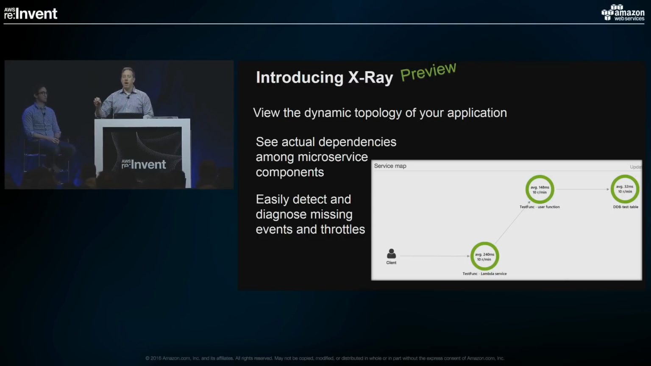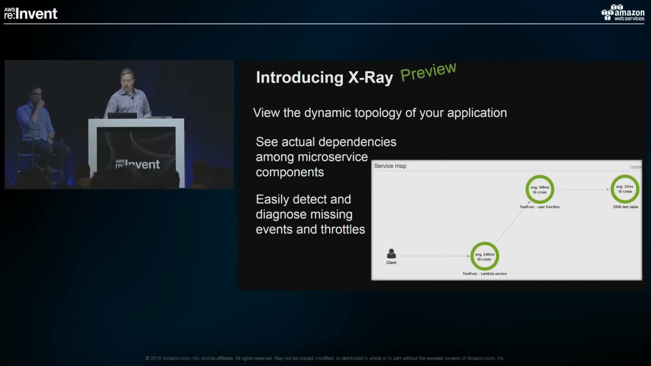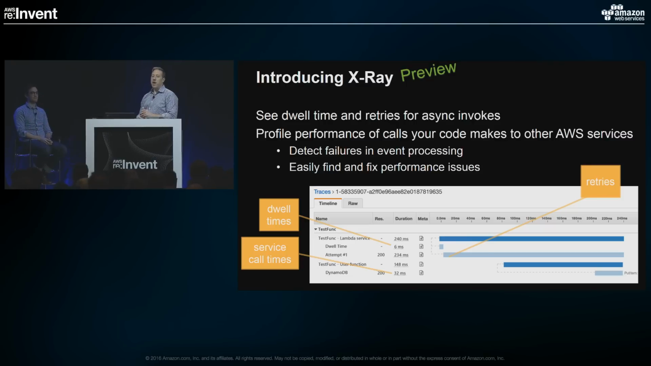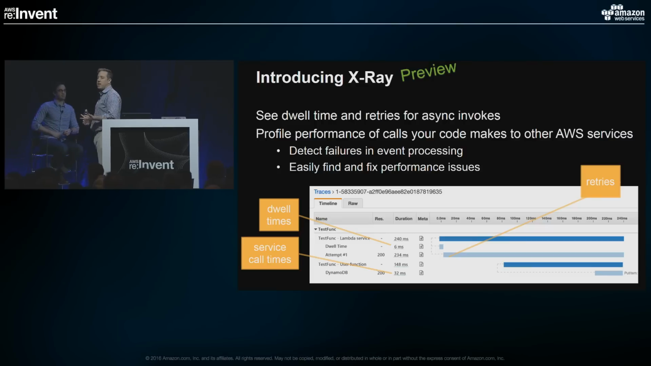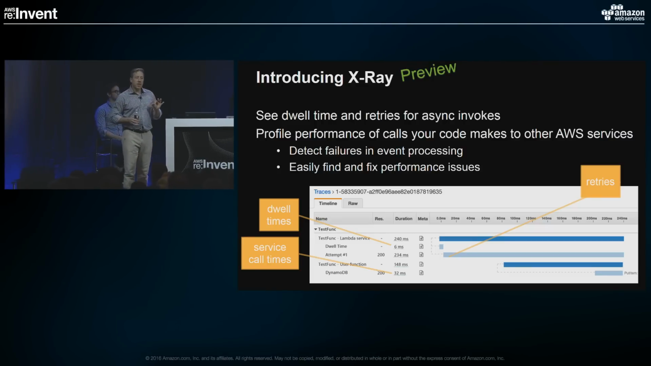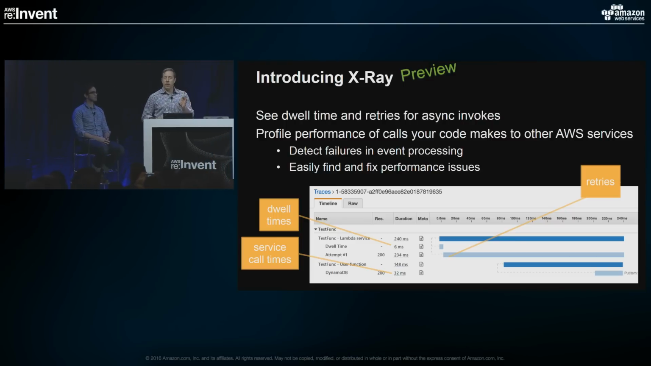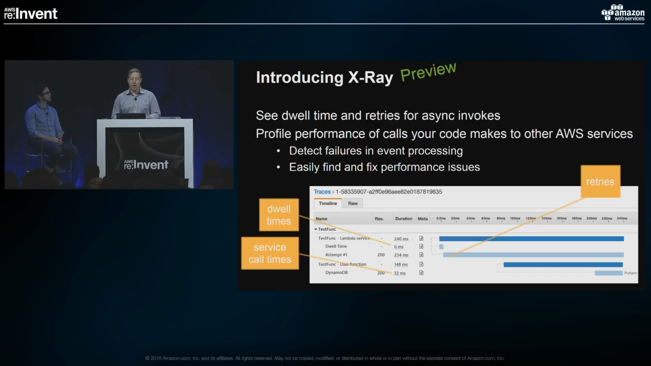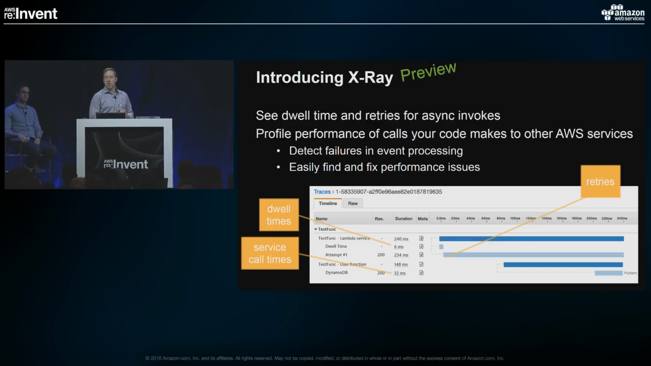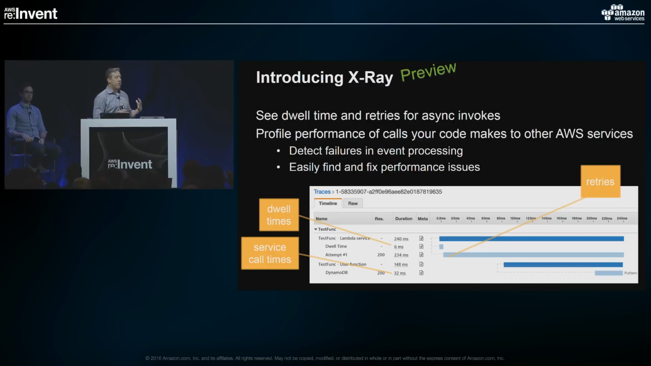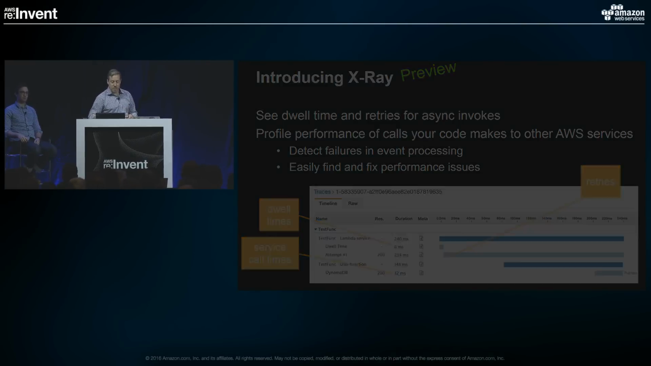Once you've figured out on this service map where the problem is, then you can drill in and get detailed information that helps you figure out, am I experiencing long dwell times? Am I calling another service that's being slow? Am I retrying more times than I expected? All of that information that today is a little bit opaque and harder to pull out of the system becomes very visible and simple to understand with X-ray. So we're really excited about this. We think it's going to be a great new diagnostic capability for the system, and we're looking forward to having that in your hands in the next several weeks.